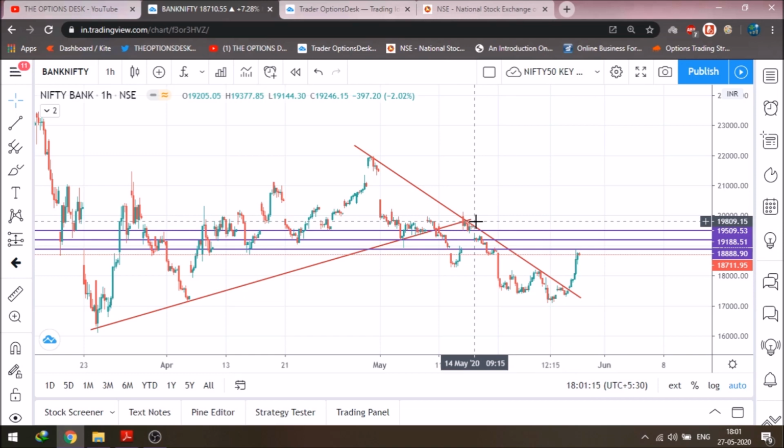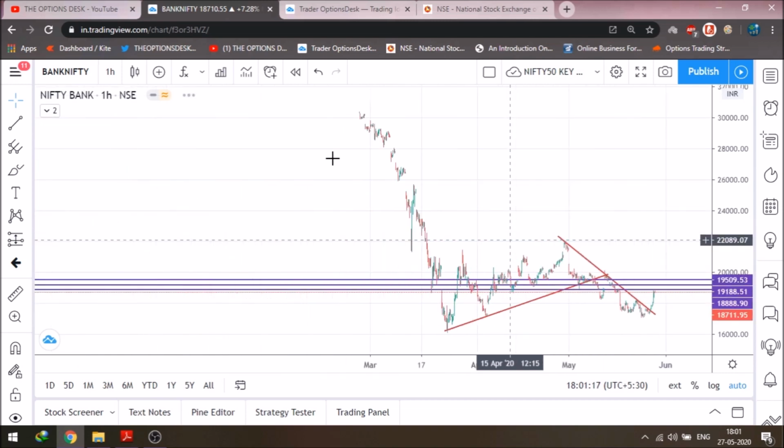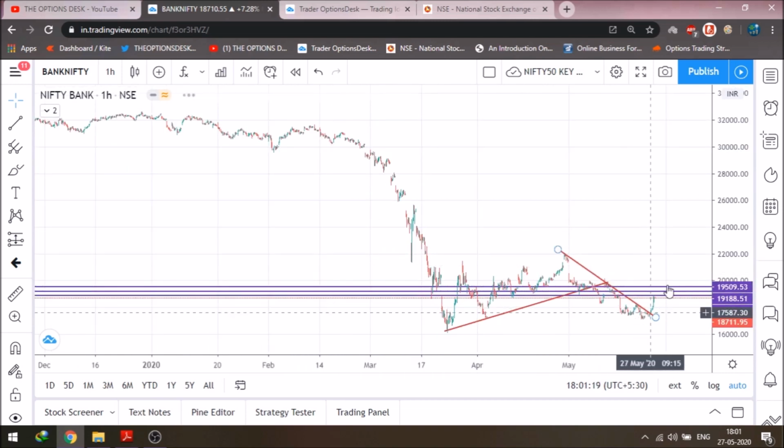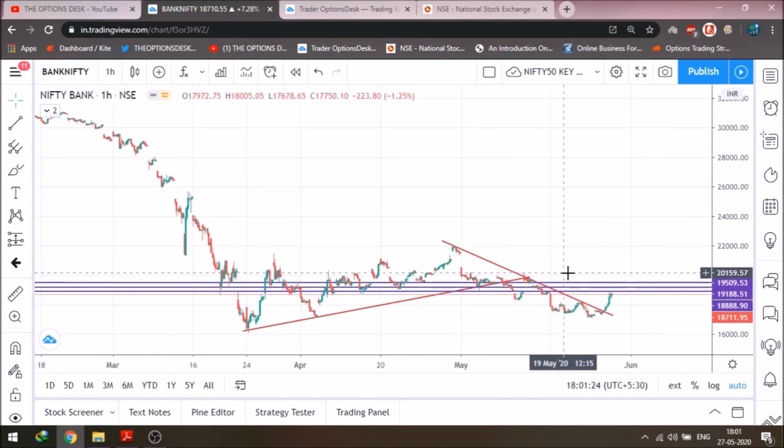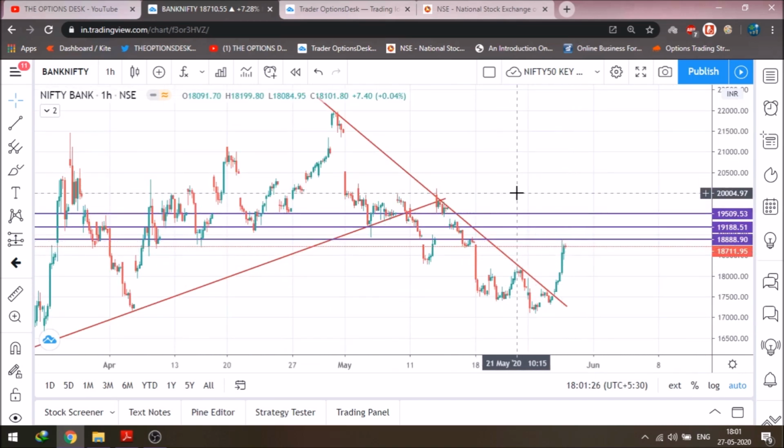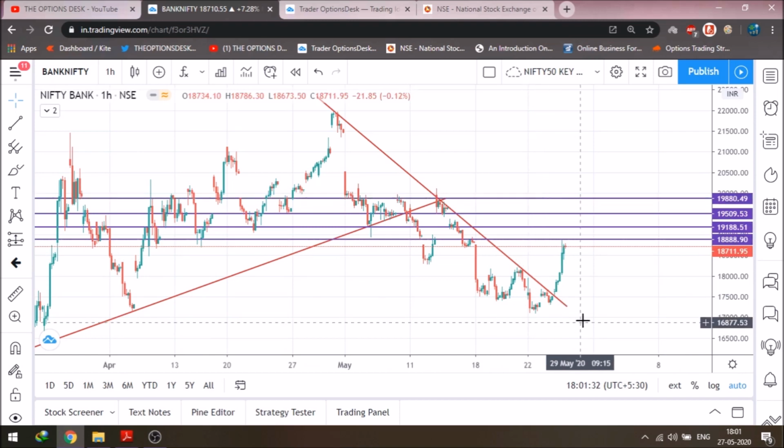The bearish trend is not yet over, because we have just eliminated a small part. That doesn't mean all the hopes of the bear trend have come down. The bear trend is still intact. So now what is the final resistance that we can expect? The final resistance for the Bank Nifty is at the level of 19,880. So that is around 1,000 points. A 1,000 point rally for the Bank Nifty is nothing like what it did today.